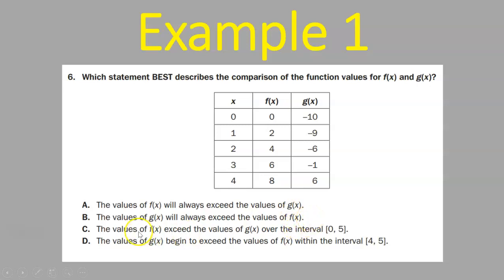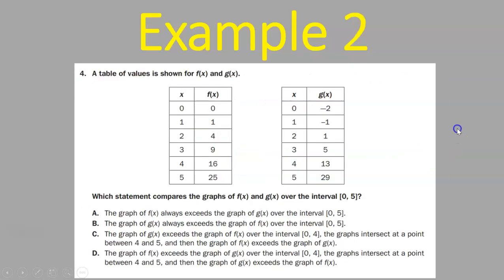C, the values of f of x exceed the values of g of x over the interval 0 to 5. Okay. Now here we can see 0 to 4. We can't see 5, but if we continue the pattern, 5, 10, and then here you added 7, so you're going to add 9 next time. That would be 15. So this is not true. D, the values of g of x begin to exceed the values of f of x within the interval 4 to 5. Yes. Okay, so at some point between 4 and 5, g will overtake f. So D is correct for this one.